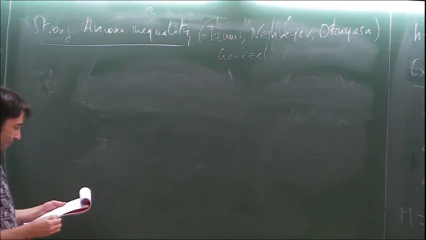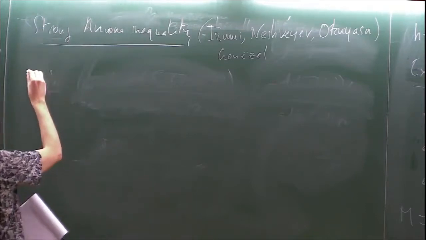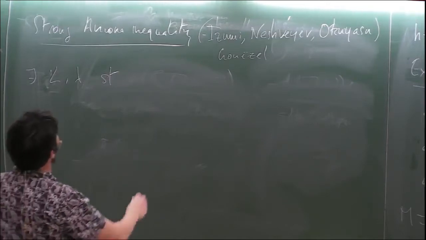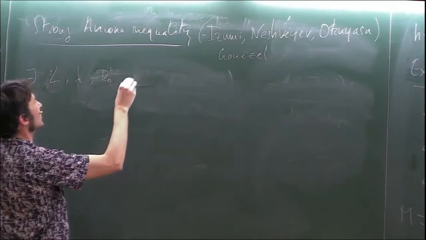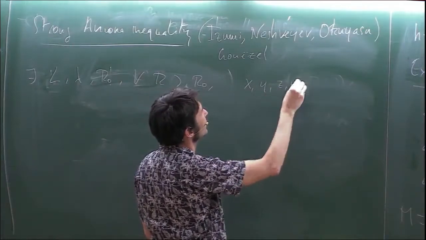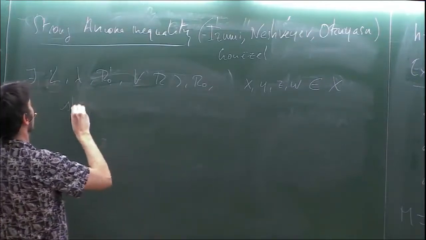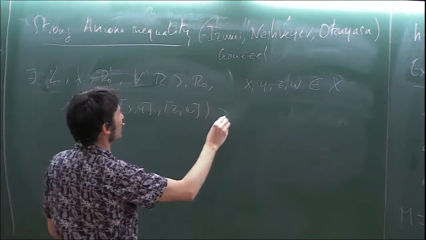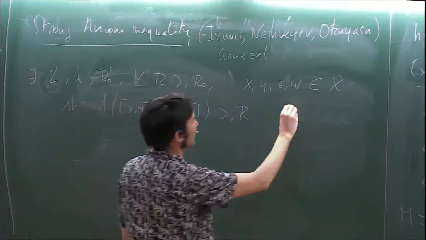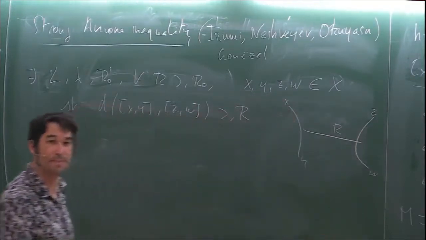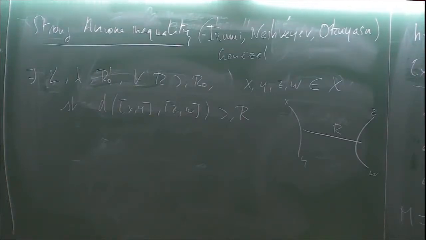And so, what does it say? It says the following. There exist constants L and lambda such that for any R bigger than R0, for any points x, y, z, w in X, such that the distance of the geodesic from x to y to z to w is at least R. So the picture is like this, or whatever you want to draw it.